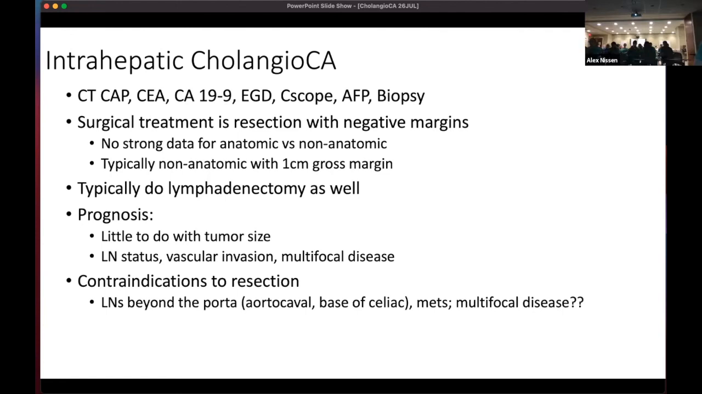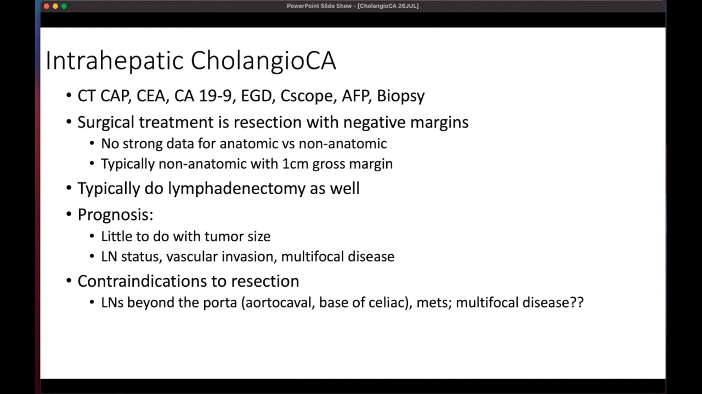And then the same contraindications really exist. So if there's a lymph node beyond the portal nodes, if you have mets or multifocal disease, questionable. But if you have a lot of these cholangios, you'll see it'll be one big mass and there'll be a bunch of satellite masses around it. And those are the ones where it's really questionable whether resection is going to help the patient. And so in my hands, that patient would get neoadjuvant, and I'll try to get the data for that real quick.